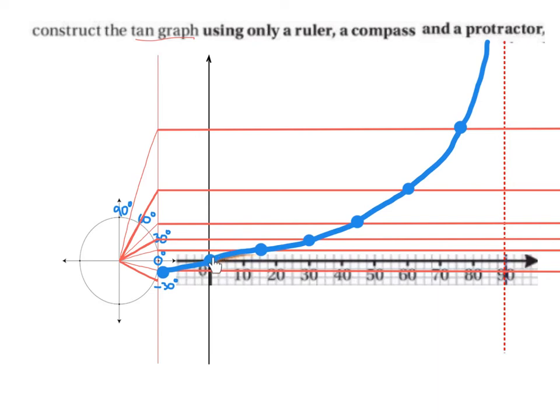So obviously if we had more space, we would see our graph would repeat on the negative side of the y-axis. So we have a section of our graph y equals tan of x, and we've drawn it using a ruler, compass, protractor, and the unit circle.